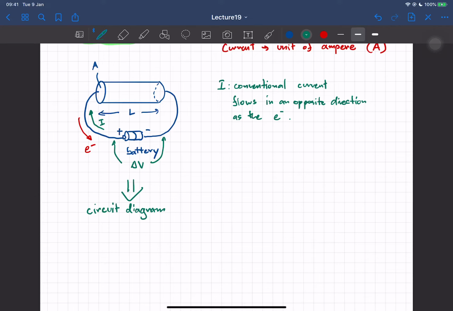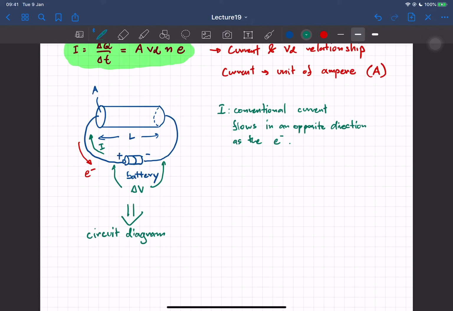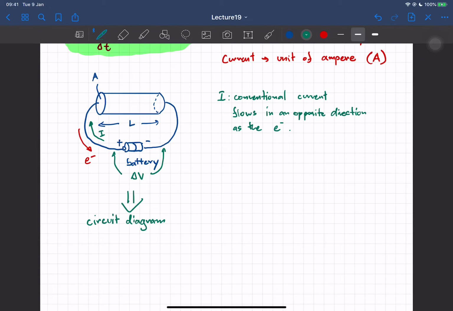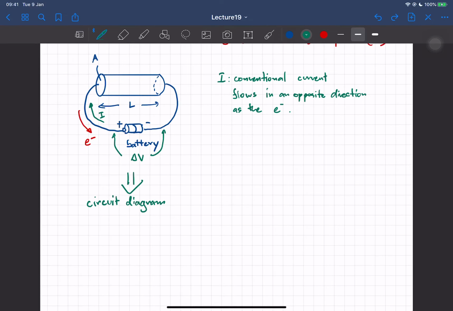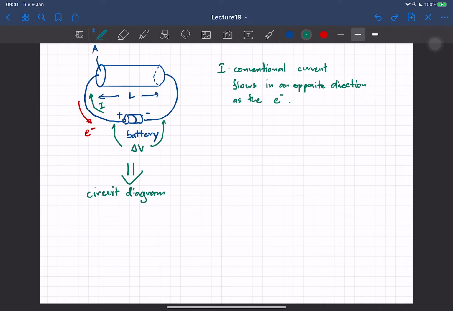So it's kind of like a diagram that represents what's going on in the real circuit. Okay, and this piece of wire, we're gonna call this one resistor, because anything which lets electrons flow will have some resistance to the flow of the electrons. So we're gonna call it a resistor, and the battery will have a diagram that looks like this: one longer line and the other one a smaller line. So the longer line is always positive, and the smaller line will be negative.